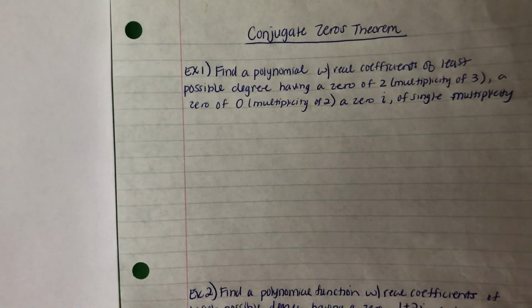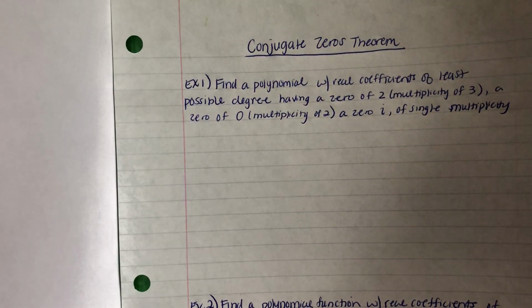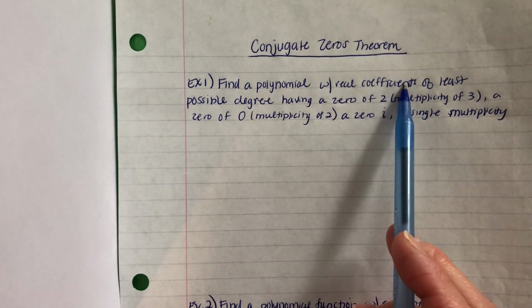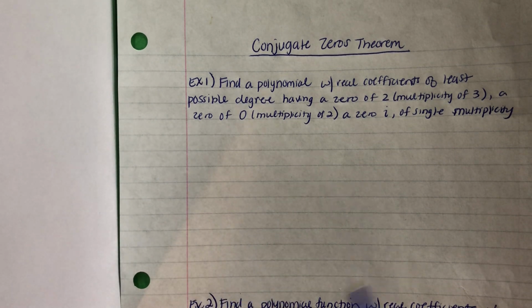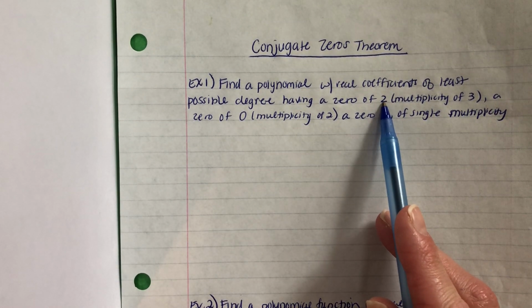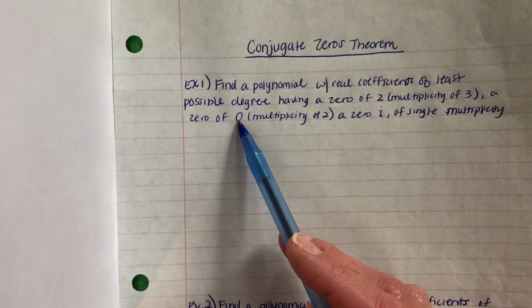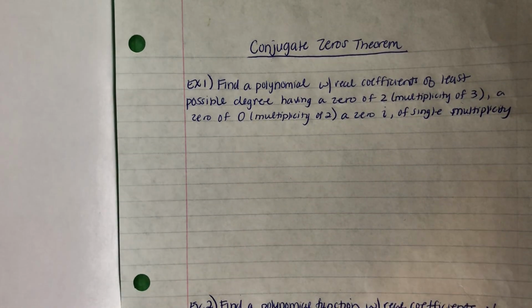So let's get to our first example over here. Again, feel free to pause the video and copy down anything anytime you need to. For this example, we need to find a polynomial, in other words, write an equation that satisfies these requirements. We have to have real coefficients, so not imaginary numbers in front of the x values, of least possible degree, having a zero of 2 with multiplicity 3, a zero of 0 with multiplicity 2, and a zero of i of single multiplicity.